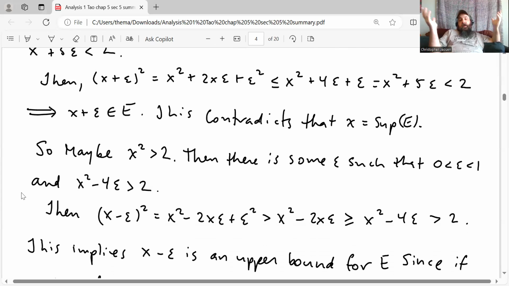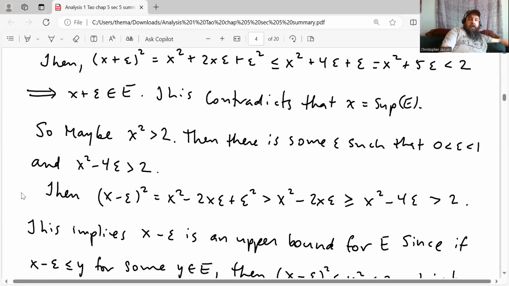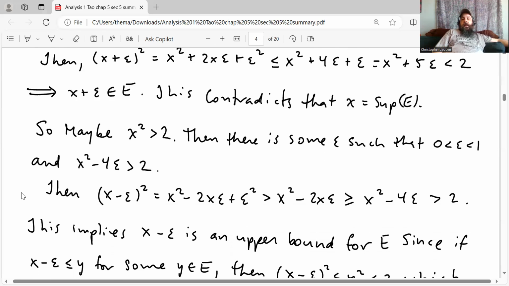Maybe x squared is greater than 2, so let's try that. Then there's some epsilon such that, again, epsilon is between 0 and 1, and x squared minus 4 epsilon is greater than 2.